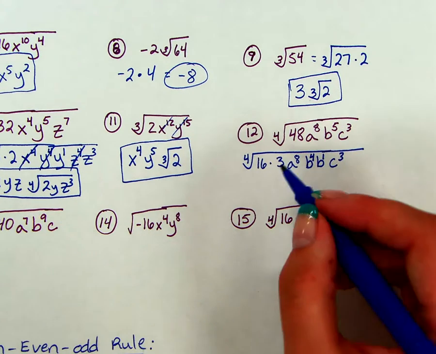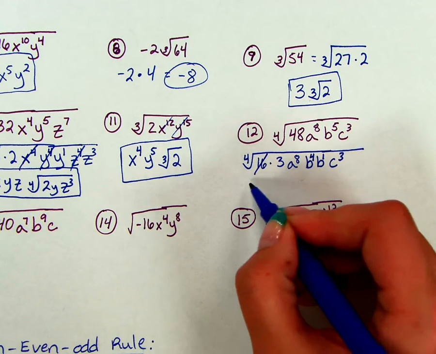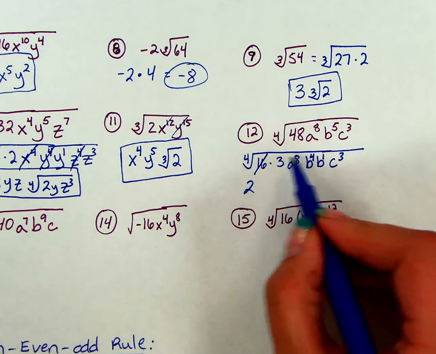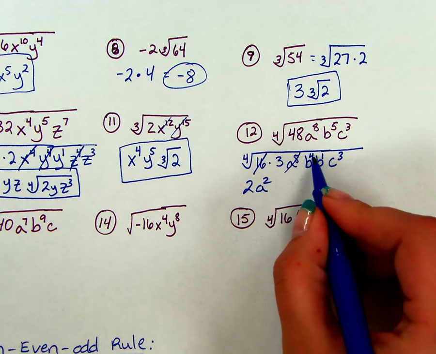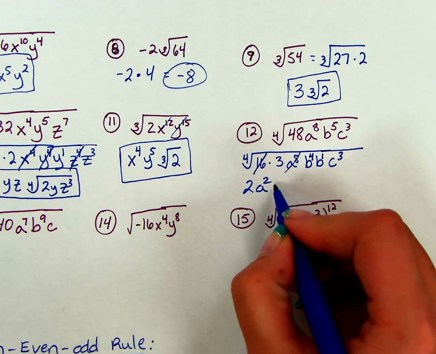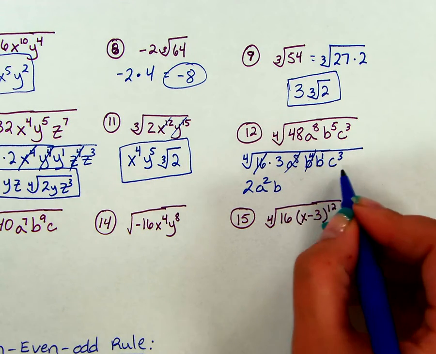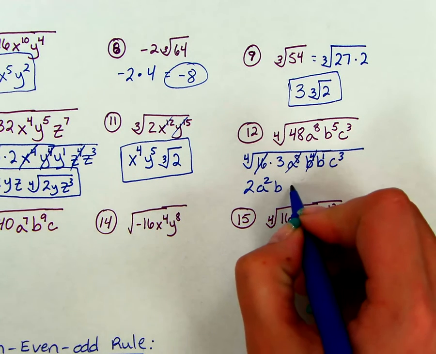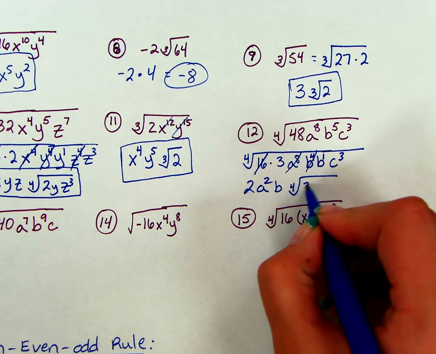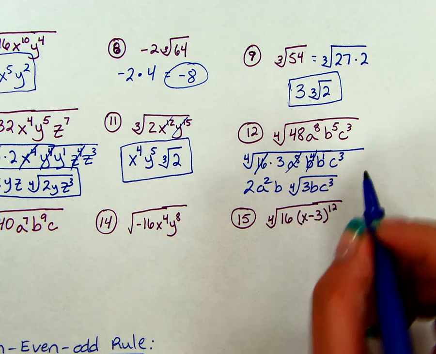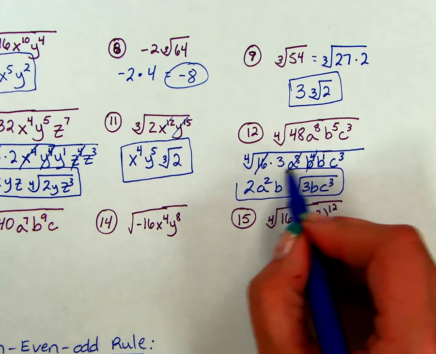All right, so now the fourth root of 16 is 2, so 2 comes out. 8 divided by 4 is 2, so this will be a squared. 4 divided by 4 is 1, so b to the first. And then everything else is still going to be in our radical. So we'll have the fourth root of 3bc cubed. Final answer.